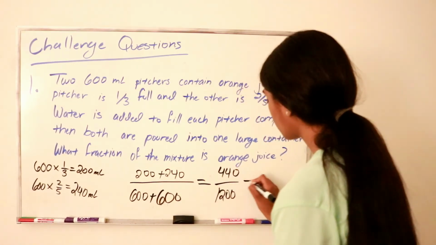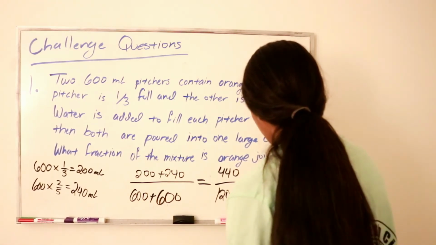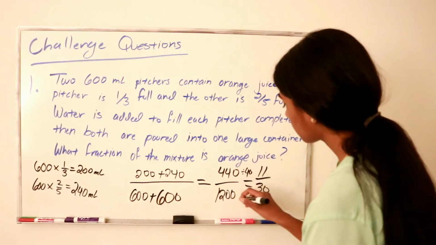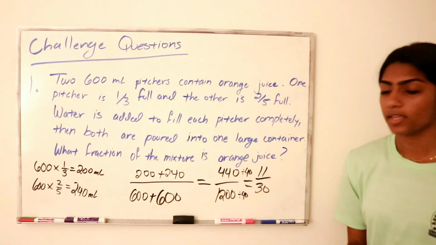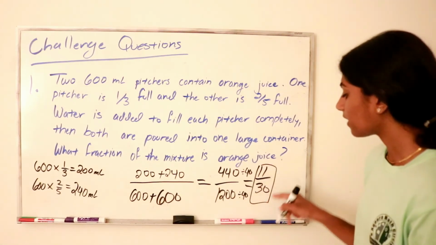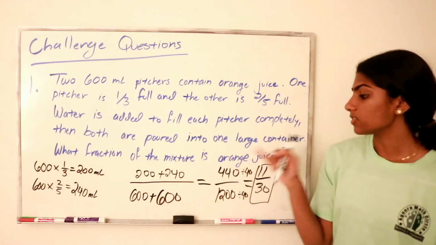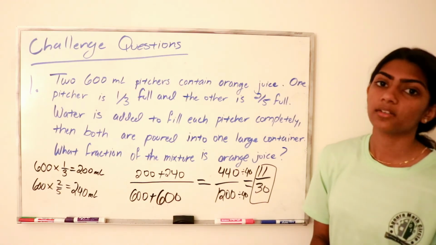So now we just add that up, and we know that the answer is going to be 440 out of 1200. And we can simplify that even more into 11 divided by 30, because 440 divided by 40 and 1200 divided by 40 is going to equal 11 over 30. And this is our final answer. So 11 over 30 is the fraction of orange juice in the mixture of water and orange juice in the large container.